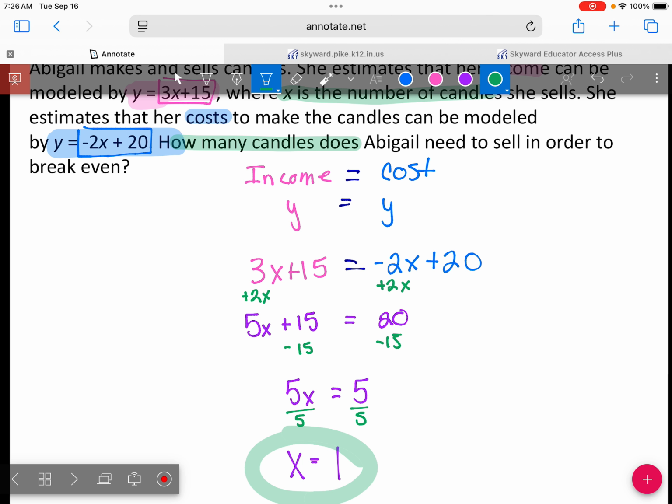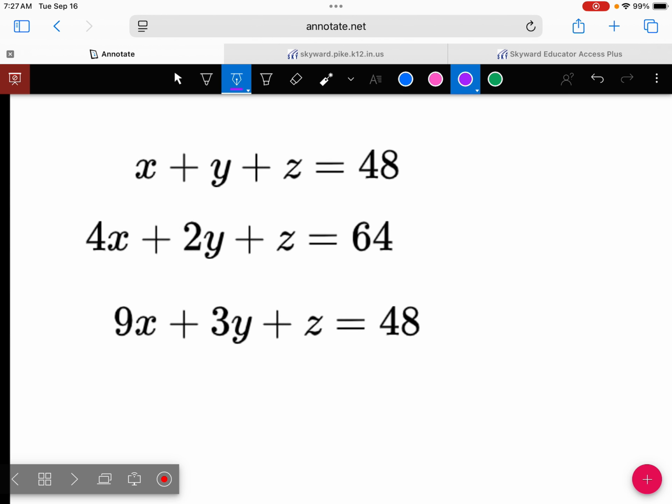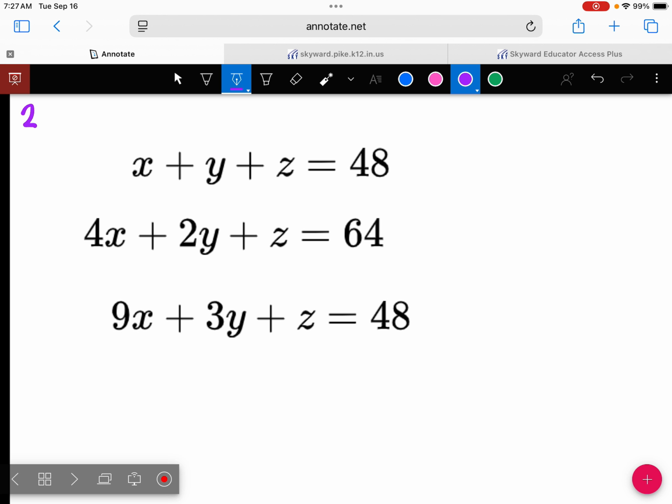So we're going to work with another one of those three-variable systems from yesterday. These are kind of the trickiest bits that we have in this chapter, and it's also the last thing in this chapter. So we're on page 19, number 2. We did number 1 yesterday, so we're going to do number 2 today. And then we should have time to work on homework and ask questions, and I'll also get you guys the chapter review today.